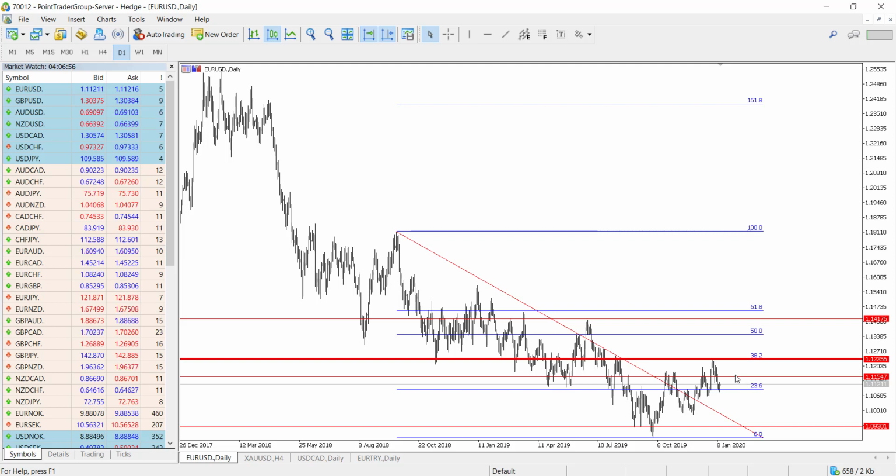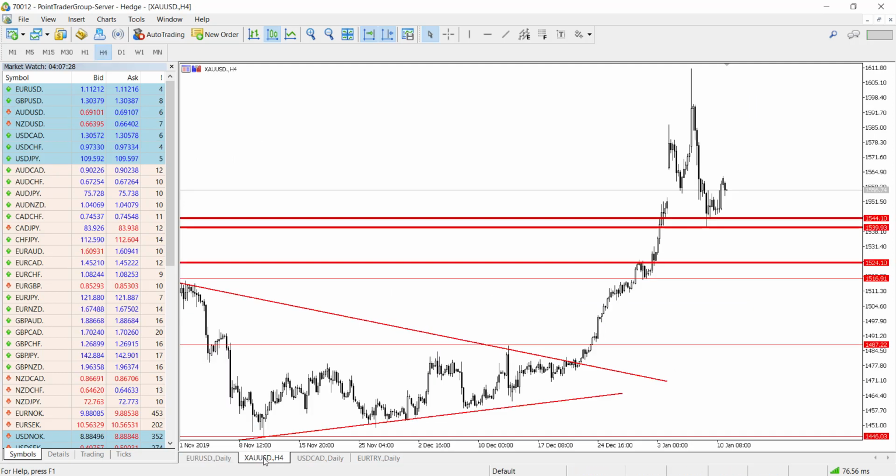On the other hand, if this level is broken to the upside, this means that the price might continue going upwards to reach at least the level of 1.1338, which is going to be this Fibonacci level 50. And if the level of 50 is broken to the upside, this means the price might continue going upwards to reach the level of 61.8, which is going to be like 1.15. So that's it for the euro against the American dollar.